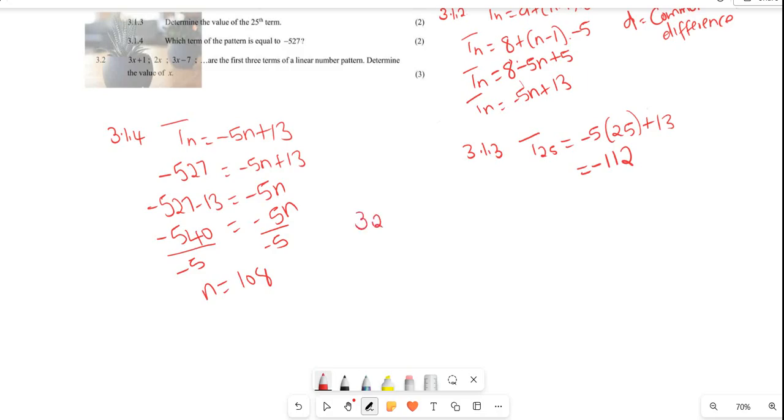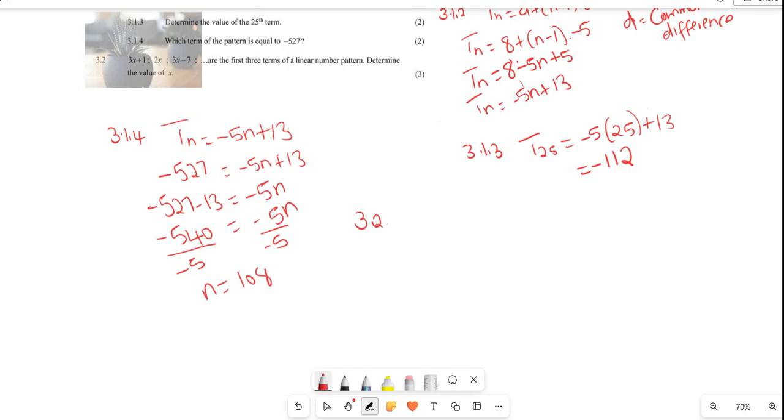3.2. 3x plus 1, 2x, 3x minus 7 are the first three terms of a linear number pattern. Determine the value of x. Guys, when you see a question like this, a linear pattern, we know that a linear pattern must have the same difference. Their difference must be equal. That's the strategy we're going to use to tackle this question.